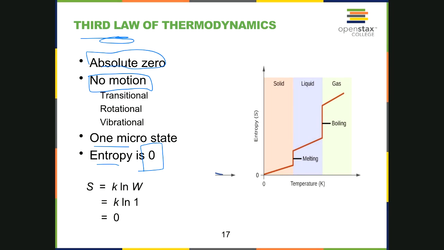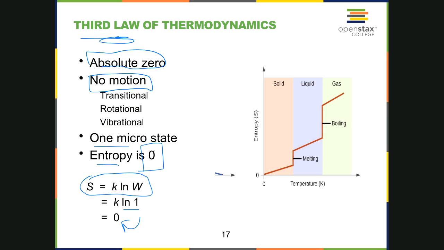Now, how the entropy is zero, you can see mathematically. Remember this equation we had before, that the entropy is proportional to the natural log of the number of microstates. So if we're taking the natural log of 1, it's going to give you a 0 regardless of k. So the entropy is going to be 0.